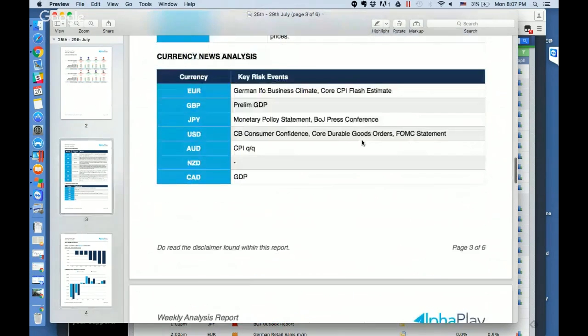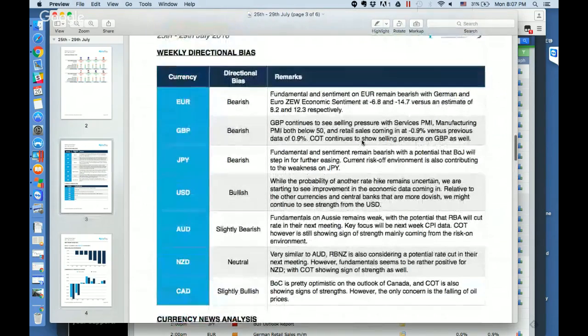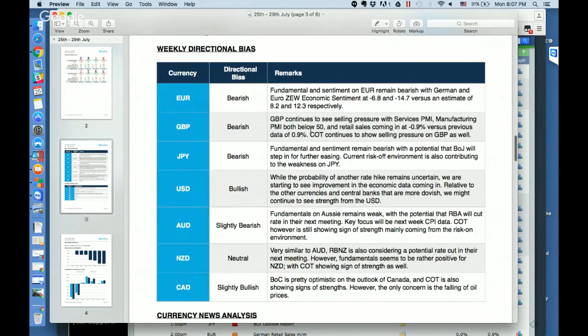If you look at the summary, the overall directional bias for each of these currencies: euro and pound are very clear that we are still bearish on them. Both fundamental and sentiment are showing the same direction. For pound itself, any upside potential is actually going to be a better selling opportunity. So we are not looking to buy pound at any point of time. Right now we are still looking to sell it.